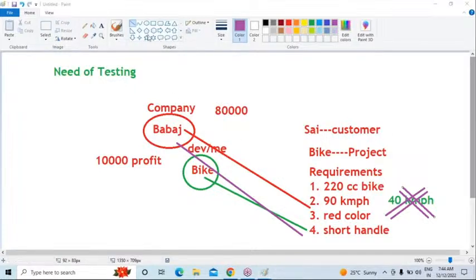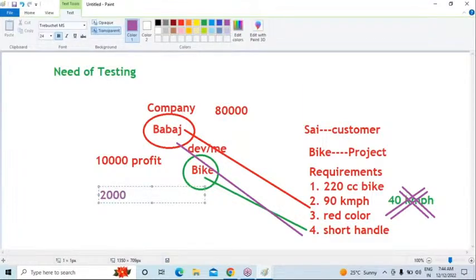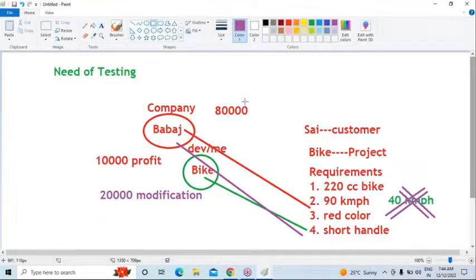So now for the modification or replacement purpose, they are charging 20,000 rupees. Who will pay this 20,000 rupees? The company has to pay. The customer or the company? The customer won't pay any money. He initially paid 80,000. Now the company has to pay this 20,000 rupees.